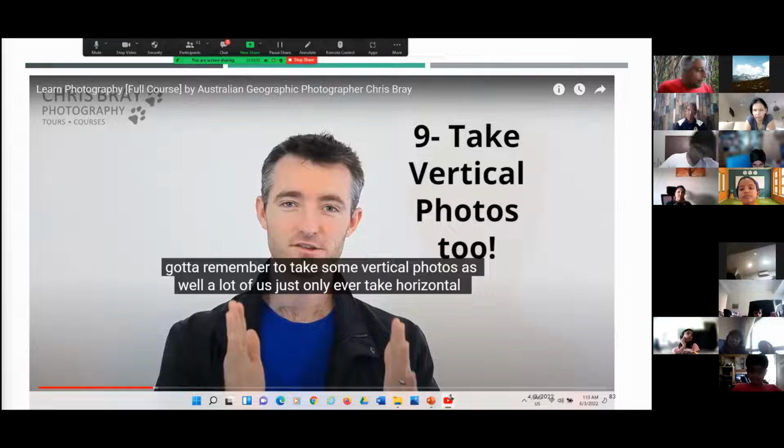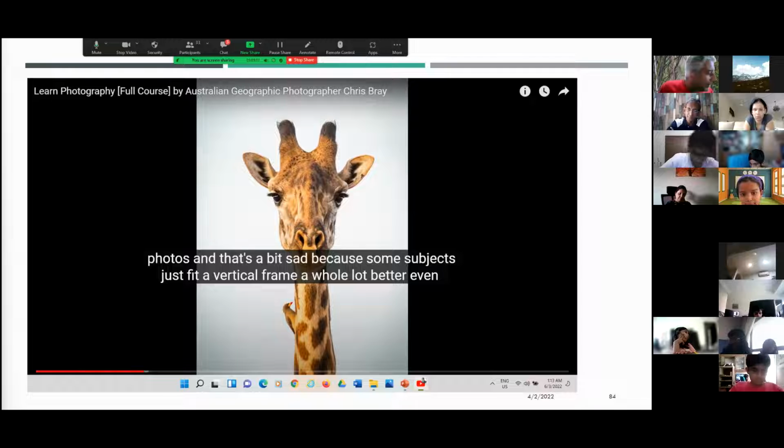Tip number 9, and the second last tip: most of us take photographs in a horizontal plane, but sometimes we need to take vertical photographs. Like in this picture, the vertical photo looks a lot better on this giraffe. When you turn the camera vertically rather than horizontally, along the vertical axis, you get a much better composition of your subject, especially a tall figure like the giraffe.